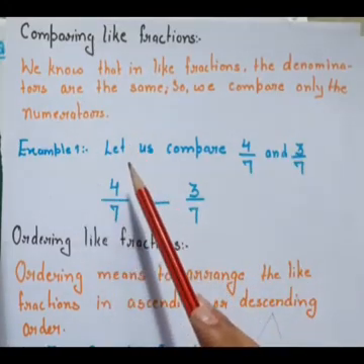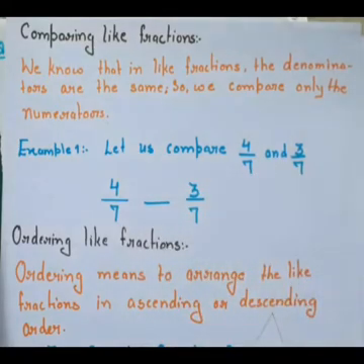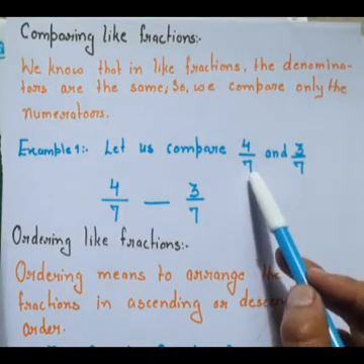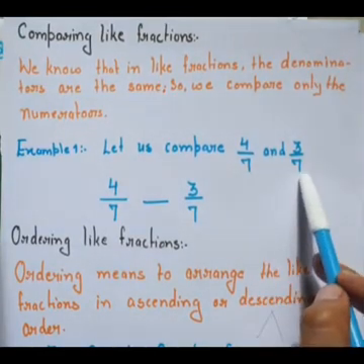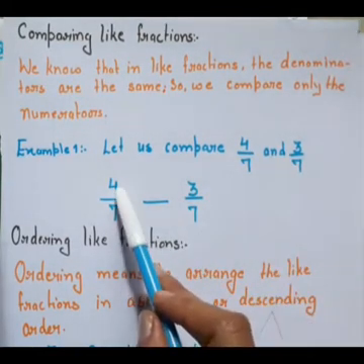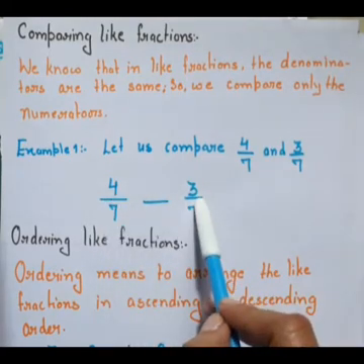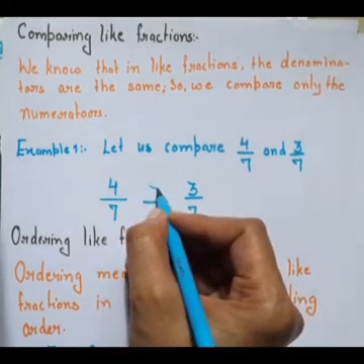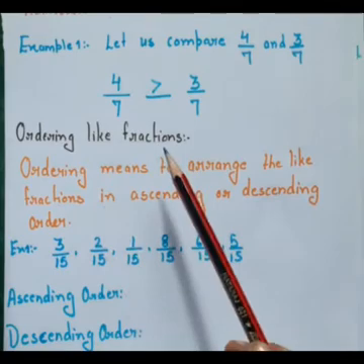So I have done one example over here. So I have to compare 4 by 7 and 3 by 7. Now as you can see the denominator in this fraction and in this fraction both are 7. It means denominators are same. So what we have to compare? We have to compare the numerator. Now which numerator is greater? 4 is greater or 3 is greater? Very good. 4 is greater. So your fraction 4 by 7 is greater than 3 by 7. Clear?